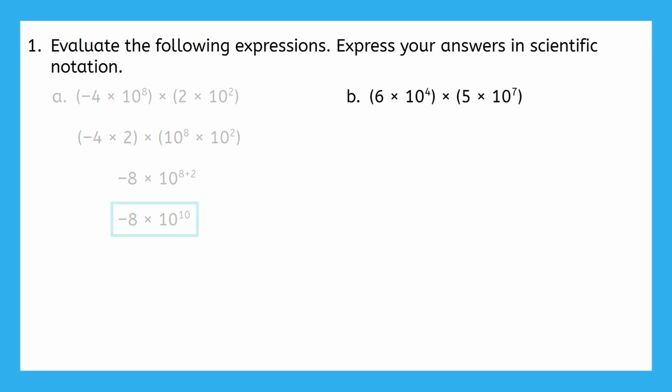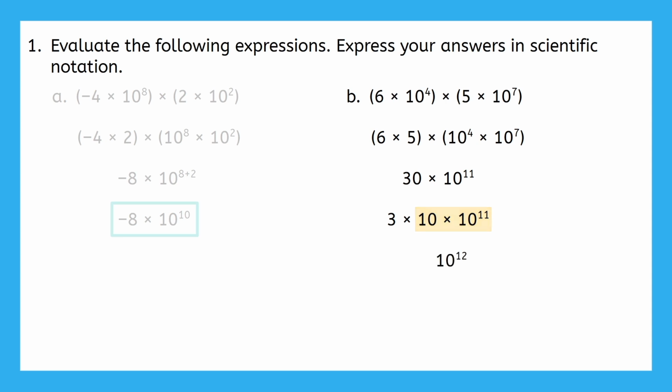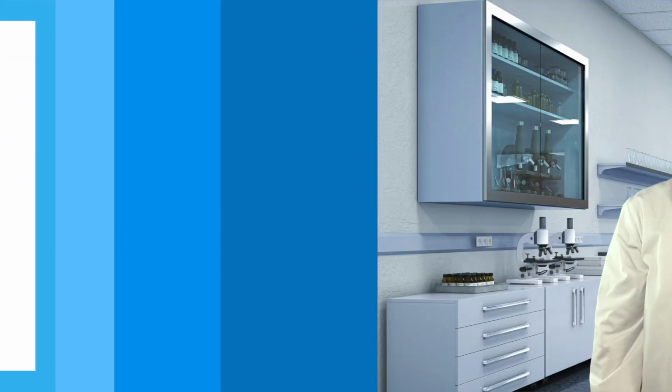For part B, group the coefficients, then the powers of 10. 6 times 5 is 30, and 10 to the 4th times 10 to the 7th is 10 to the 11th. Is 30 times 10 to the 11th in scientific notation, though? Not quite. 30 is too big, so we break it into 3 times 10. Then multiply 10 by 10 to the 11th, giving us 10 to the 12th. So in scientific notation, it's 3 times 10 to the 12th. Nice work multiplying numbers in scientific notation.